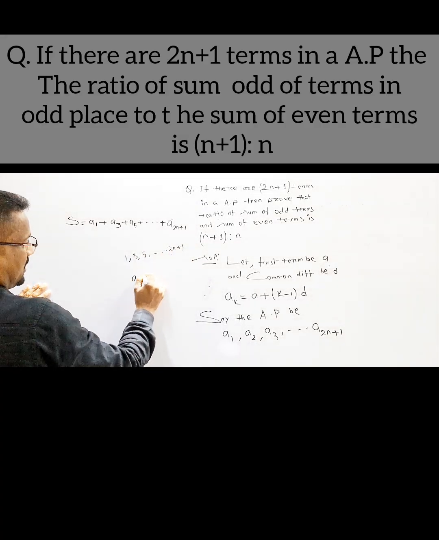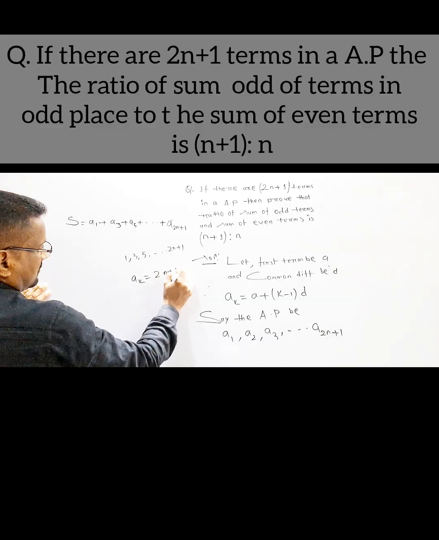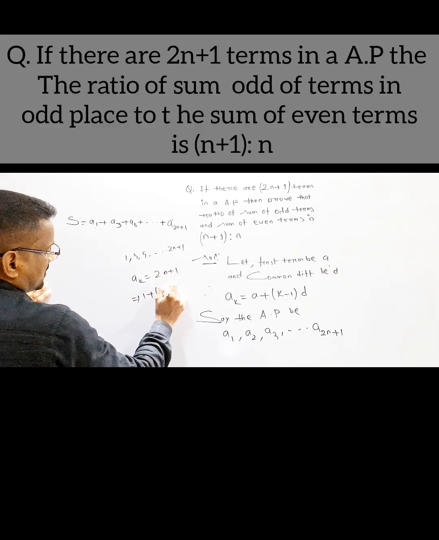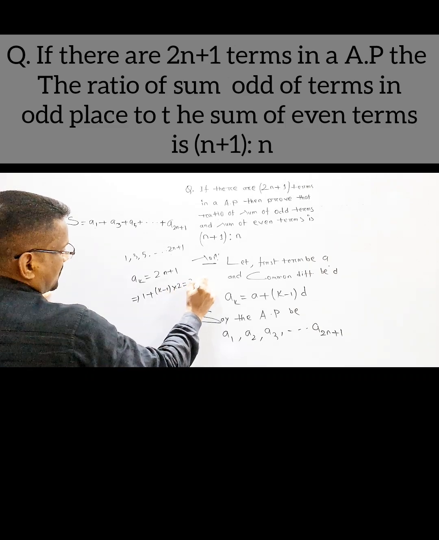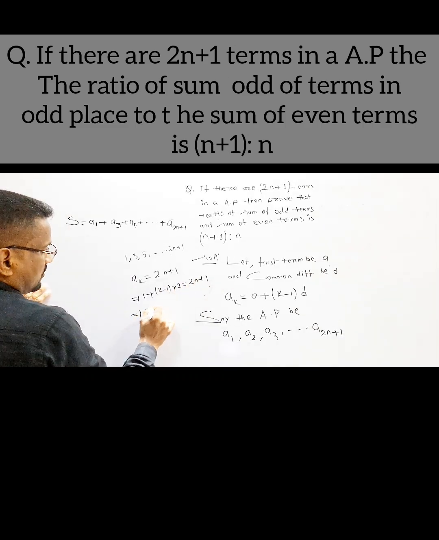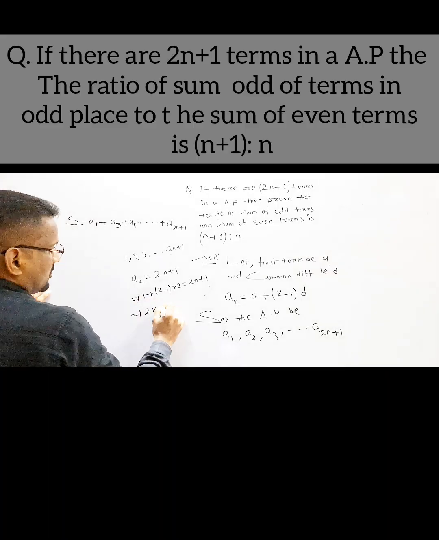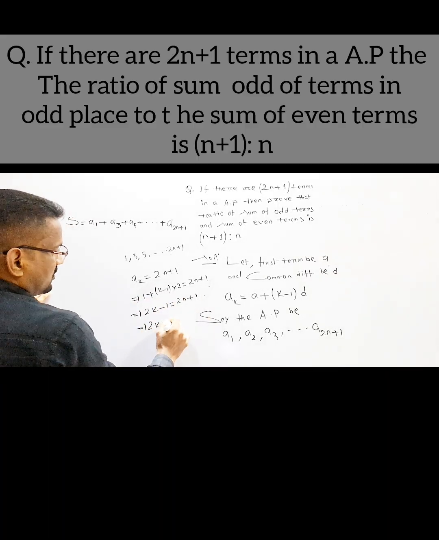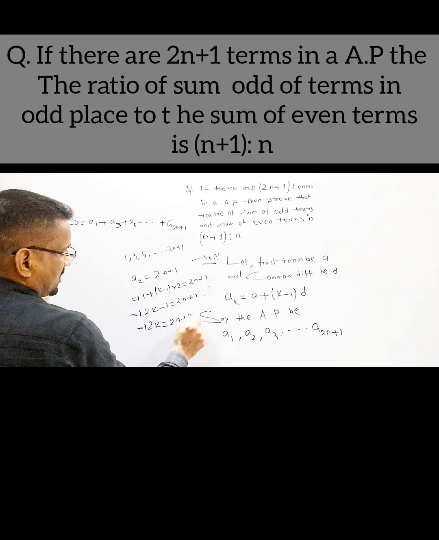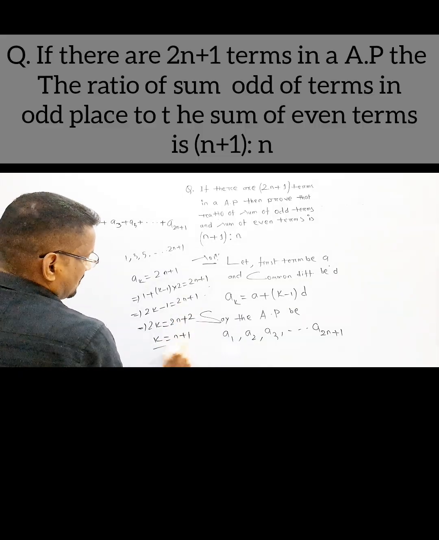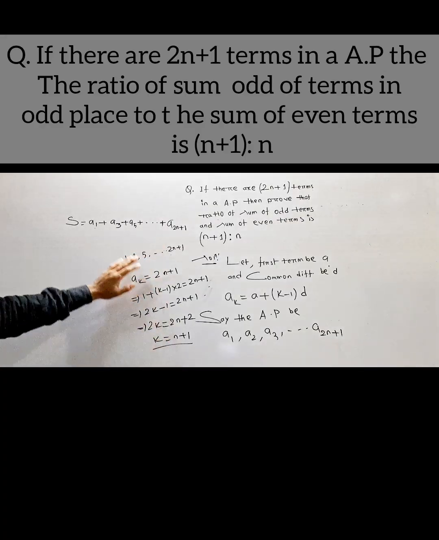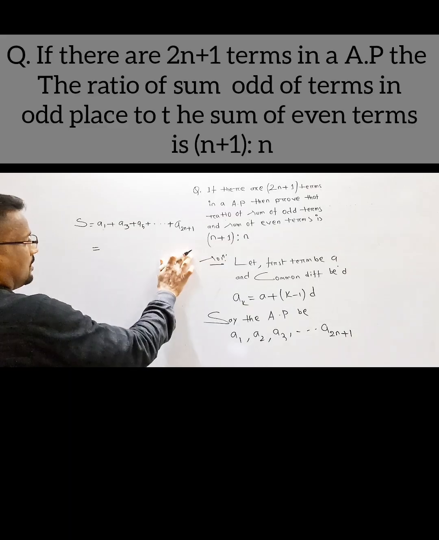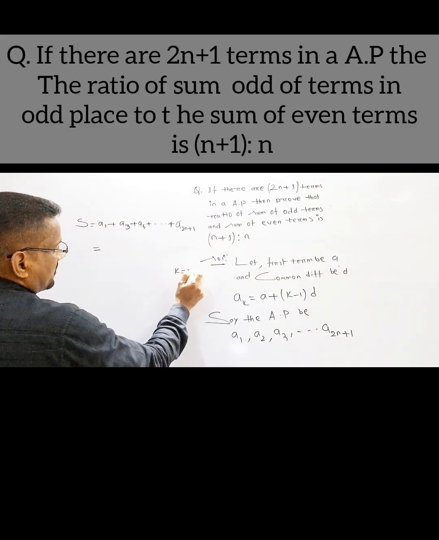So if you say a_k equal to 2n plus 1, then first term 1 plus k minus 1 into d, which is 2, equal to 2n plus 1. This will be 2k minus 2 plus 1 equal to 2n plus 1. This implies 2k equal to 2n plus 2, and k will be n plus 1. So there are total n plus 1 number of terms. I hope this part is clear. Okay, now it is clear that there are n plus 1 terms because you obtained k equals n plus 1.